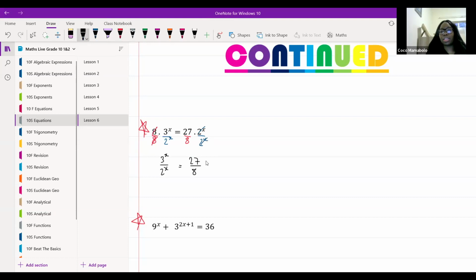And then we said over here we can take it 3 over 2. We can split it and write 3 over 2 all to the power of x is equal to, I know 27 can be written as 3 cubed over 2 cubed, so what we're technically going to have is 3 over 2 all to the power of 3. My bases are the same, therefore they will cancel, and that means that x is equal to 3.